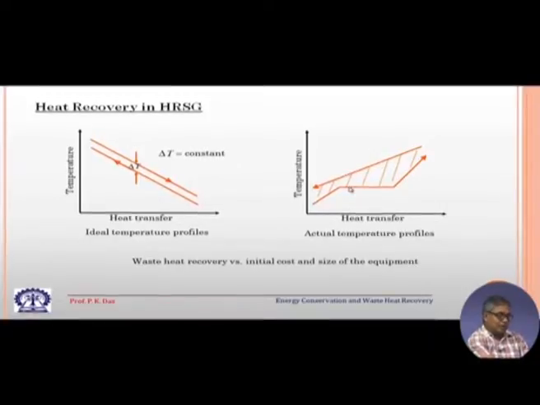We can bring them very close, but there is one point: if we bring them very close, then waste heat recovery is quite efficient, but the initial cost and size of the equipment increases. And again, due to this kind of situation, where there is no change in temperature but heat transfer is taking place, there will be a certain amount of temperature difference between these two streams, and we know this temperature difference delta T amounts to irreversibility. So, there will be a certain amount of irreversibility which is inherent to the process. So, this we have to keep in mind.